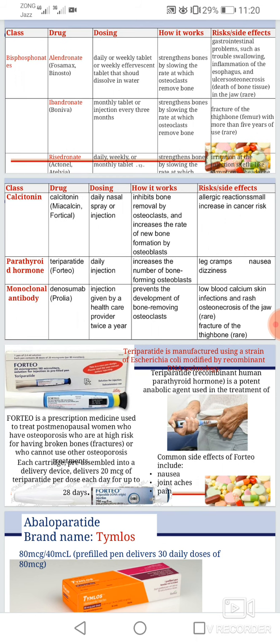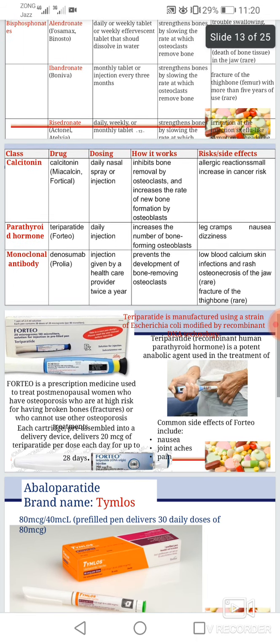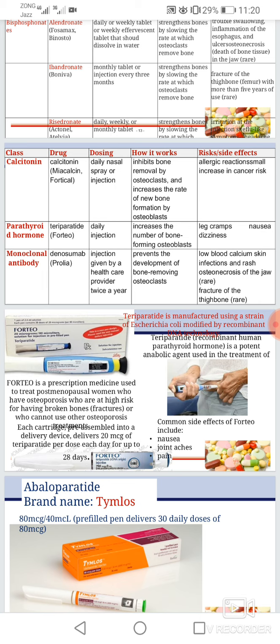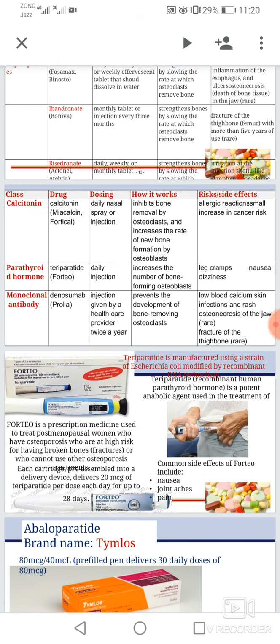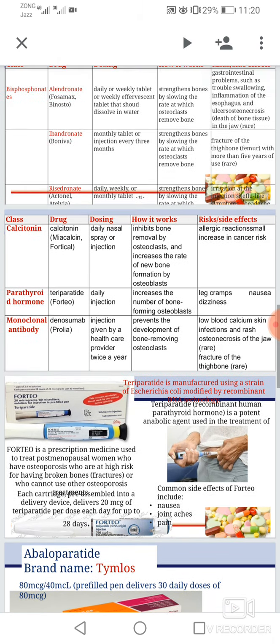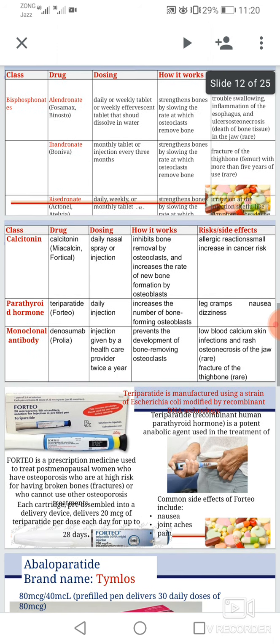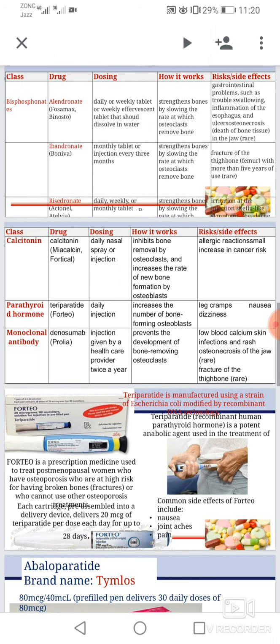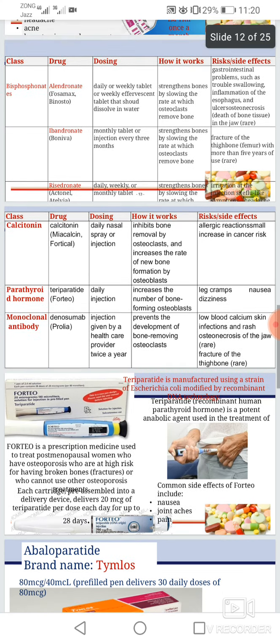Then we have ibandronate in bisphosphonates. Its dosing is a monthly tablet or an injection every 3 months, and its mechanism is that it strengthens bones by slowing the rate at which osteoclasts remove bone, and its side effects include fracture of the thigh bone, which is more common with more than 5 years of use. Then we have risedronate. Its dosing is a daily, weekly, or monthly tablet, and it strengthens bones by slowing the rate at which osteoclasts remove bone, and its side effects are irritation at the site of the injection.